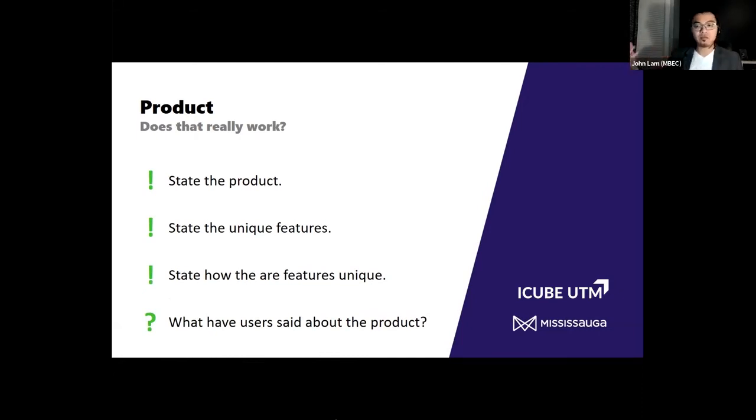It is a platform. It is a device. It is a vehicle, right? State it. What is it? And then state the unique features. It does X, Y, Z.